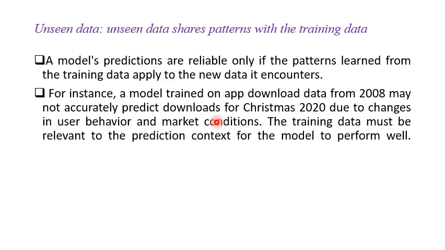We trained the model in 2008, and user behavior and the market change over time, and we cannot use this model in 2020. It means that the pattern of data for the training data and for the unseen data should be similar. They should be from the same distribution. The training data must be relevant to the prediction context for the model to perform well.